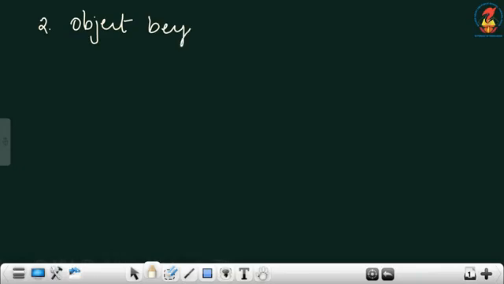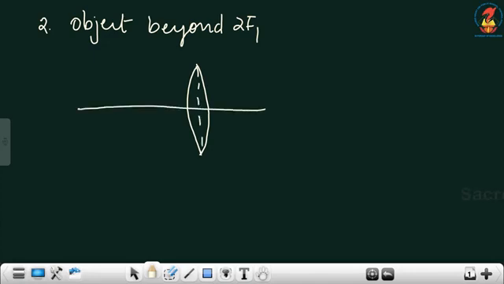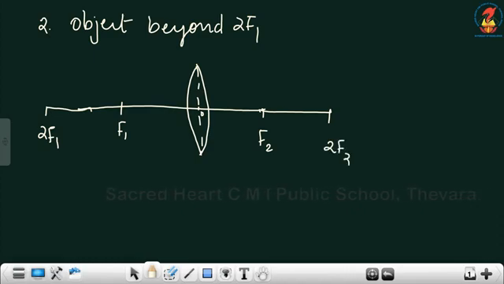Object beyond 2F1. So first I will draw the lens, optical axis, optic center, F1, 2F1, F2, 2F2. Yeah, I am doing it without taking the measurements.